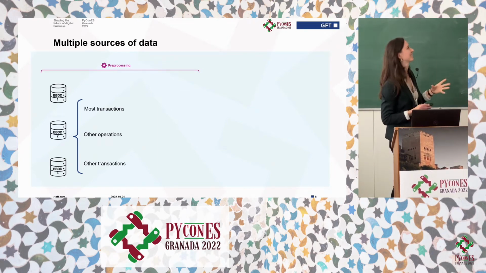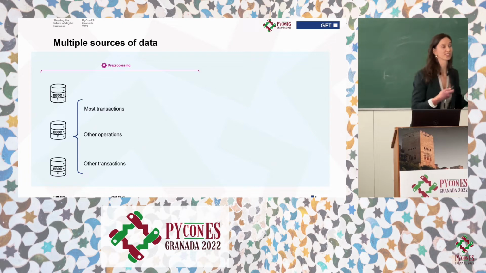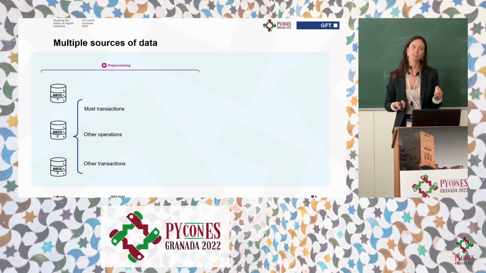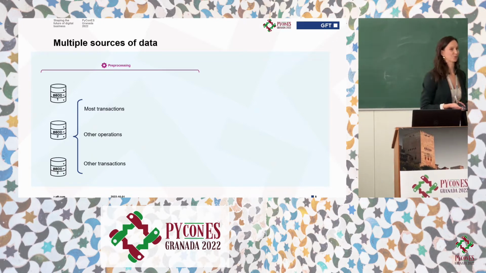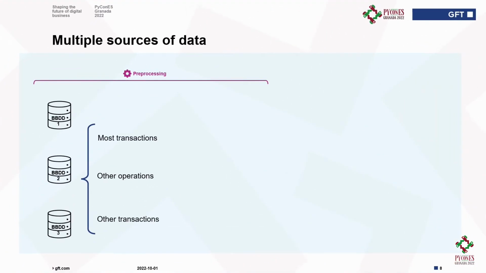First of all, we had different types of data. Most of them were transactions, but actually we also had other types of operations that were not transactions. So we needed to have a clear definition of exactly what it was we were categorizing. We had to define the scope of our models and the scope of our universe. What is the model going to be predicting on? And then we also had other transactions with different types of properties.